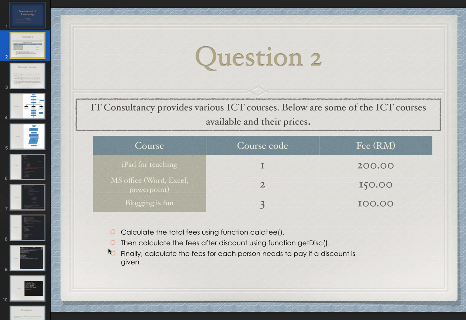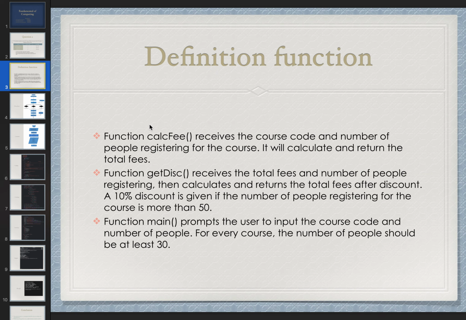So we have three main objectives here. The first one, we need to calculate the total fees using function calculate fee. Then we need to calculate the fees after discount using function get discount. And at last, we need to calculate the fees each person needs to pay if a discount is given to them. The next slide is for the functions.